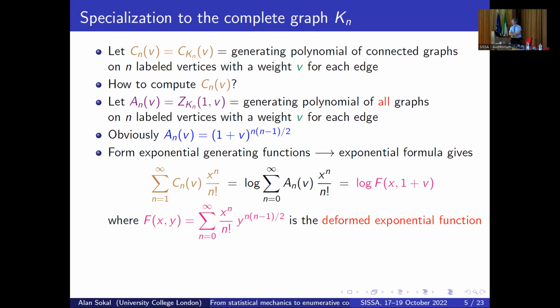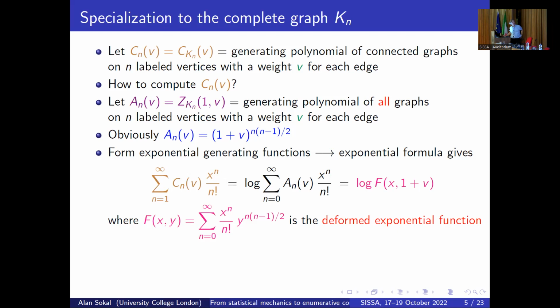Now, this is an interesting story. The exponential formula, which is a crucial formula in enumerative combinatorics, was invented by statistical physicists in the 1950s. And the mathematicians do recognize that. They give the correct references. Of course, now it's been developed a lot by the combinatorialists. But what it says is the exponential generating function of the connected graphs is just the logarithm of the exponential generating function of all graphs.